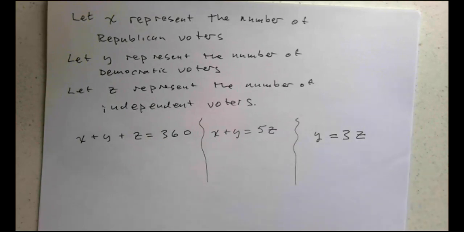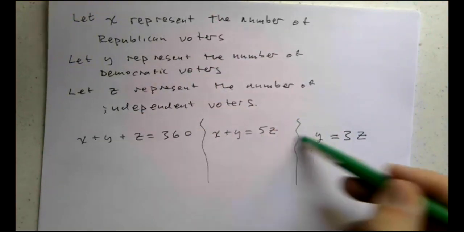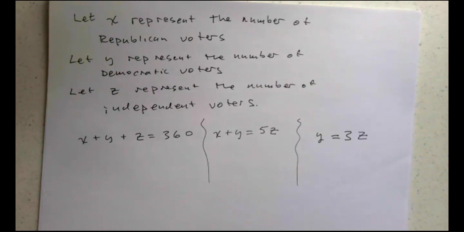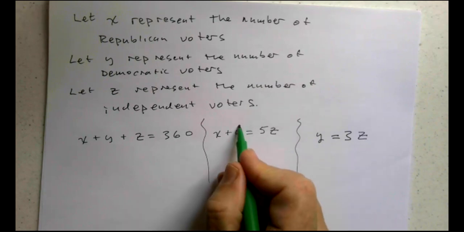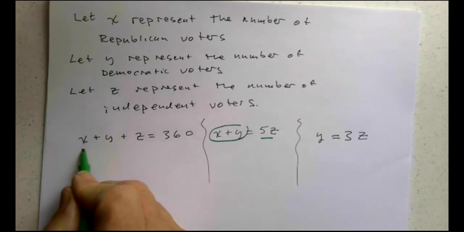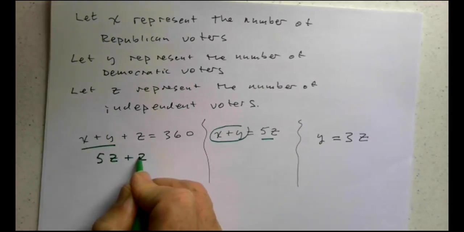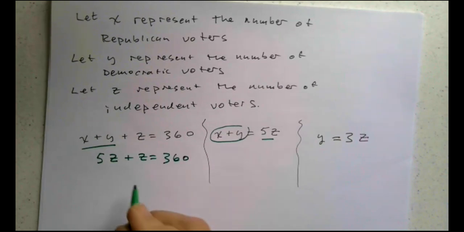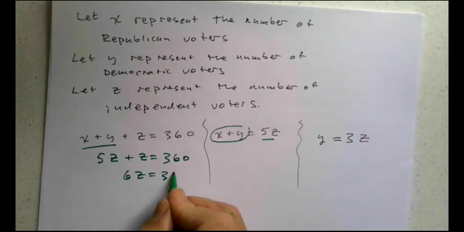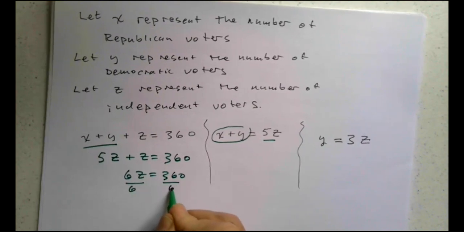Okay, so at this point, we are ready to try to solve this. Can we do it? And we're going to do it with various substitution schemes. But again, notice we've defined the variables, we've established the equations. And again, there's many ways we can solve this. I'm just going to go ahead and use a substitution scheme, recognizing right away that X plus Y is 5Z. So I can replace this X plus Y with 5Z. So I get 5Z plus Z is 360. 6Z is 360. Dividing by 6, Z is 60.